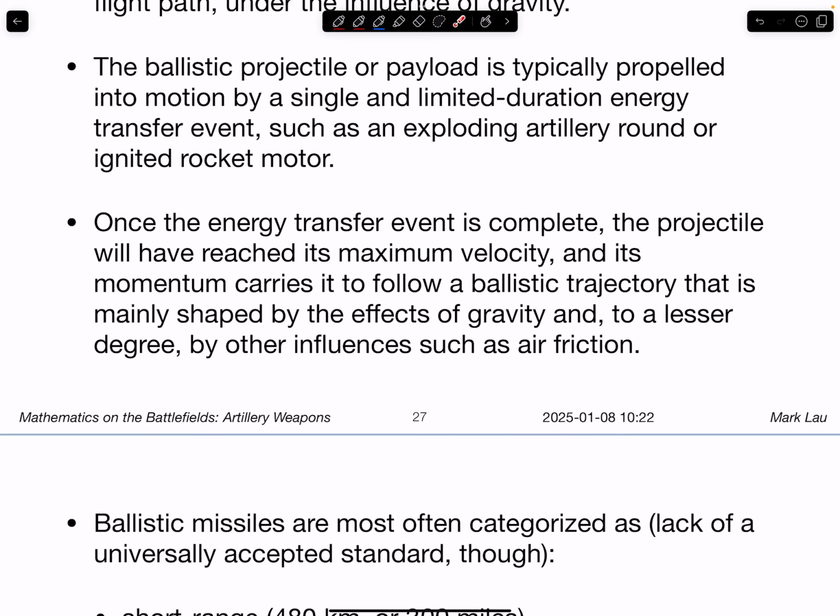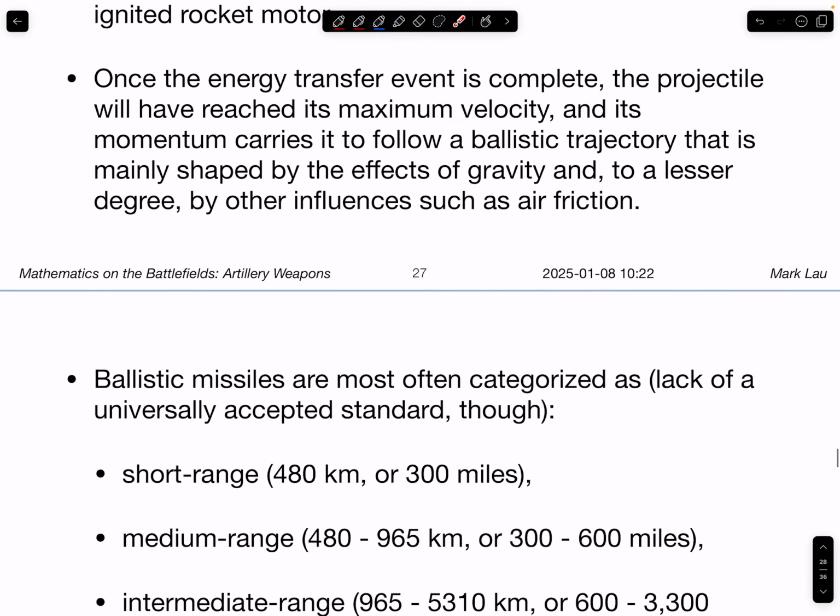Once the energy transfer event is complete, the projectile will have reached its maximum velocity and its momentum carries it to follow a ballistic trajectory that is mainly shaped by the effects of gravity and, to a lesser degree, by other influences such as air friction.